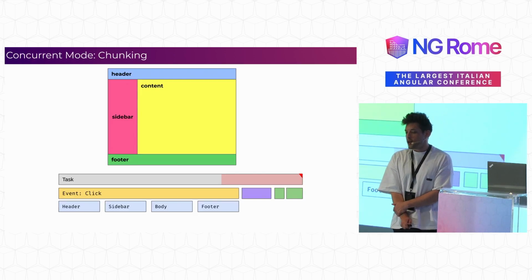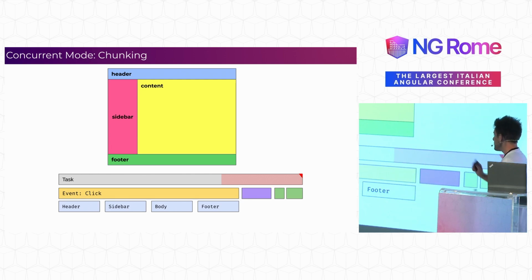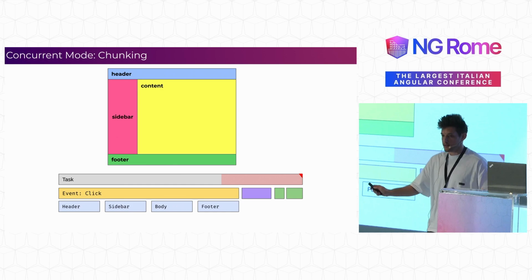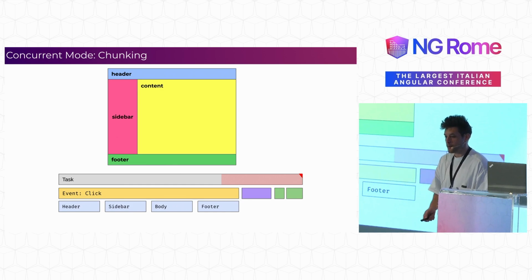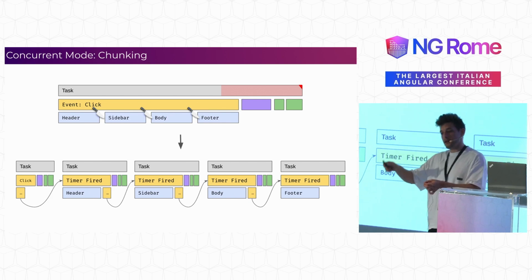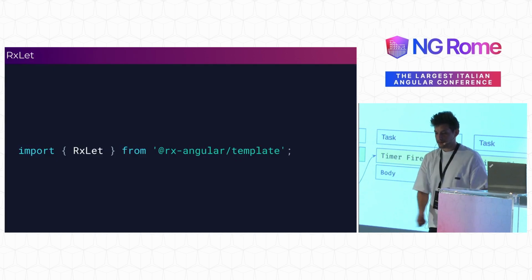So what would chunking mean? First of all, on this click listener, we render sidebar, body, header, footer at once, synchronously, directly, on click. What we can do is chunk it by the component. So we want to first render header, then sidebar, then body, then footer.